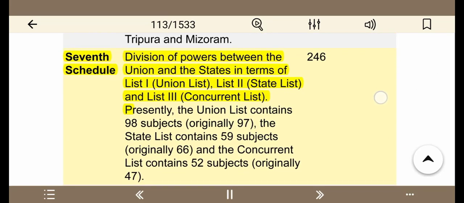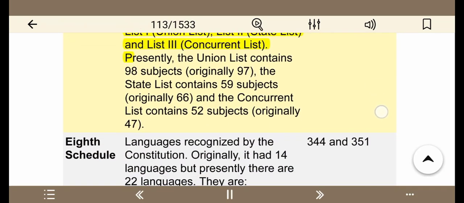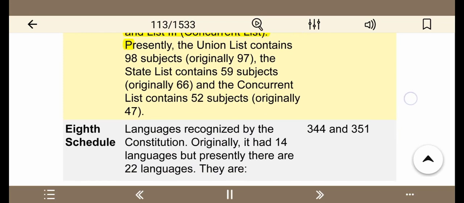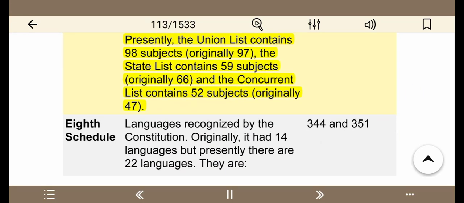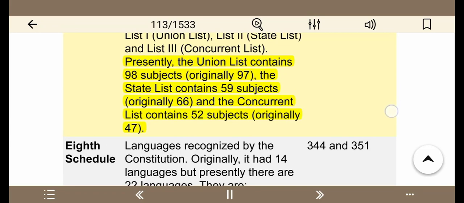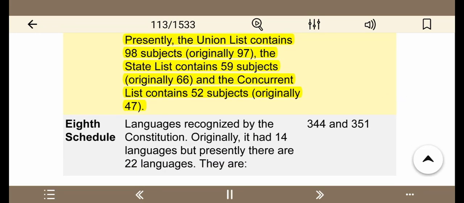Division of powers between the Union and the states in terms of List 1 Union List, List 2 State List and List 3 Concurrent List. Presently, the Union List contains 98 subjects, originally 97, the State List contains 59 subjects, originally 66, and the Concurrent List contains 52 subjects, originally 47.